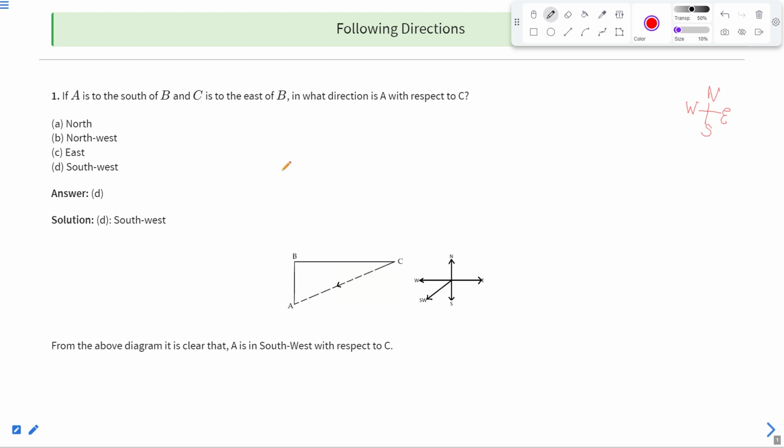ठीक है. अब let's look at this question. A is to the south of B and C is to the east of B. So first you've been given the relation between A and B. A is to the south of B. Okay.